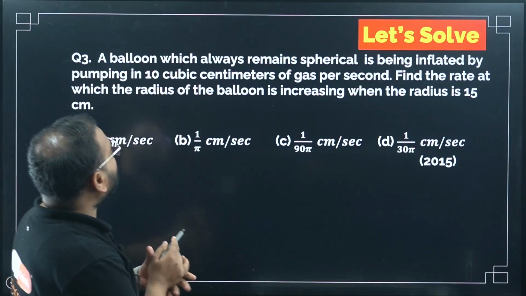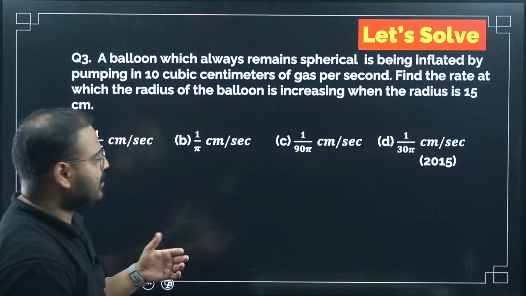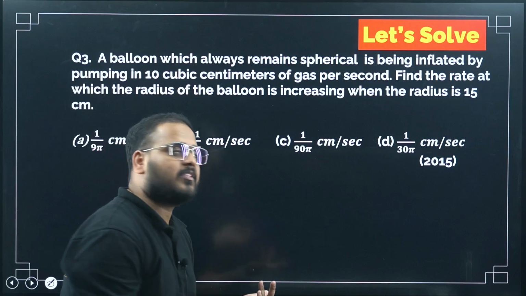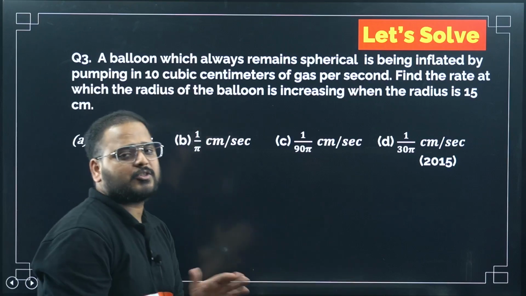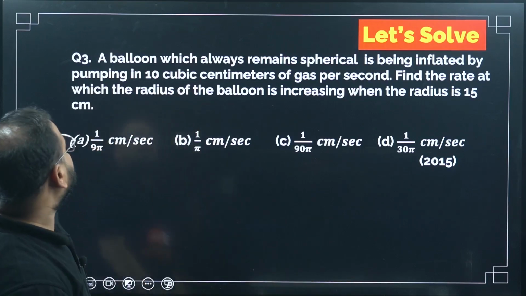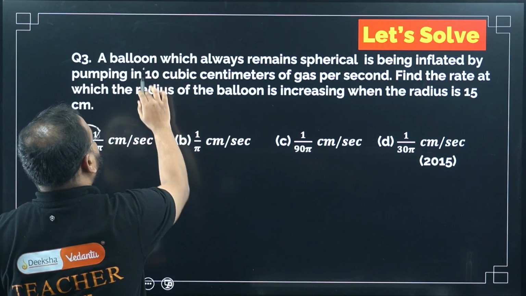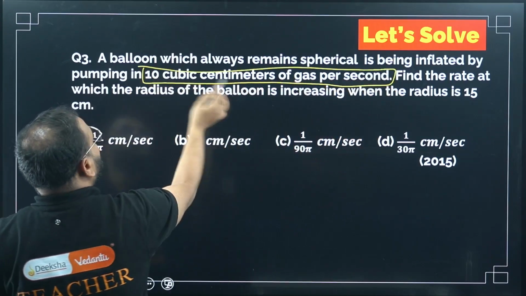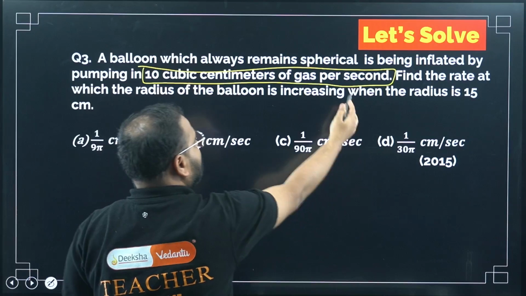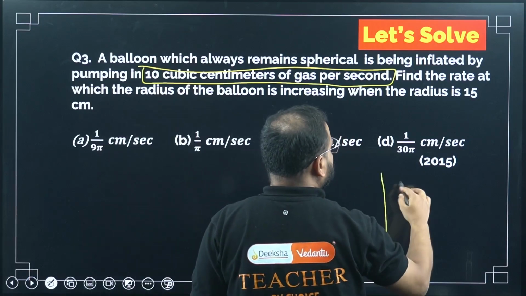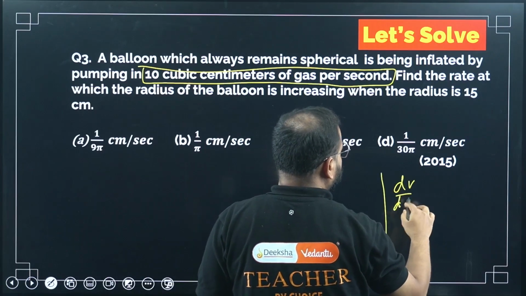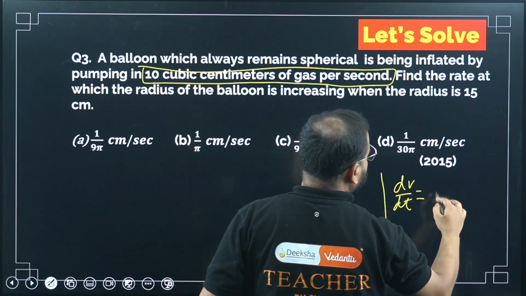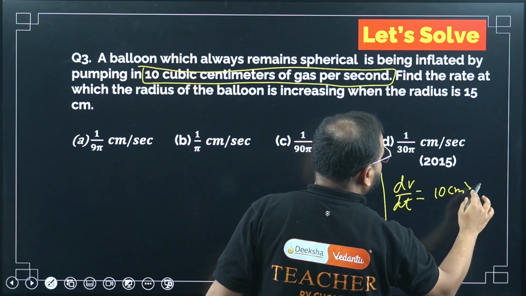A balloon which always remains spherical. Spherical means volume will be 4 by 3 pi r cube, surface area will be 4 pi r square. Inflated by pumping. What does it mean? What is given? Cubic centimeter means volume change with what? Time. So they have given dV by dt. How much is that? 10 centimeter cube per second.